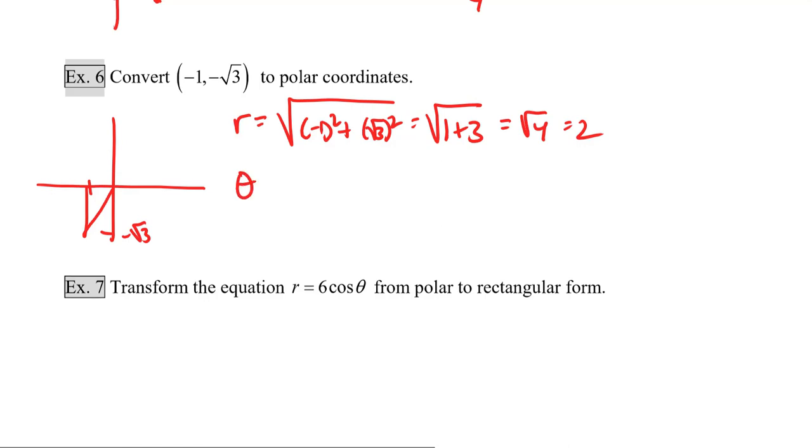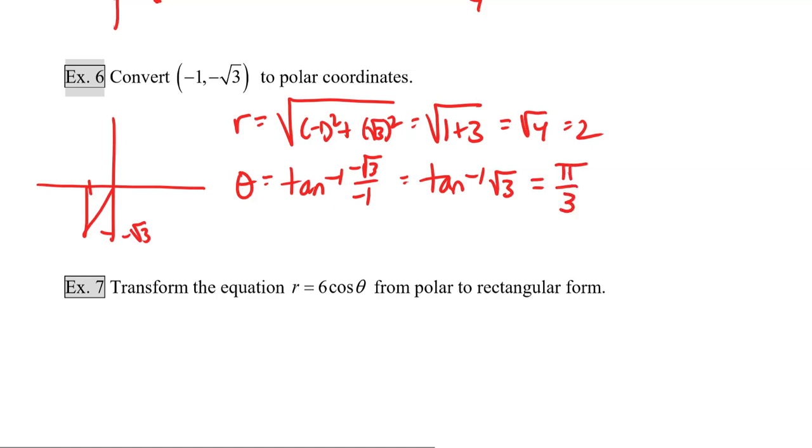So I can say that theta is equal to the inverse tangent of negative root 3 over negative 1, or the inverse tangent of the square root of 3. Well, inverse tangent of a positive number is going to give me an answer in quadrant 1. The inverse tangent of the square root of 3 is the angle pi over 3.